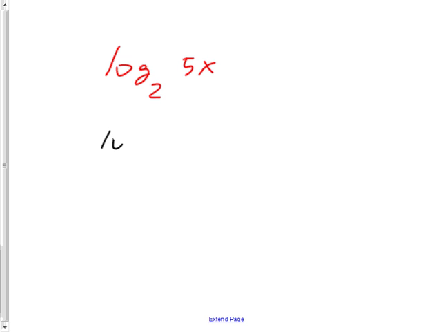Okay, did you get log base 2 of 5 plus log base 2 of x? Raise your hand if you had that one right. Okay, good. Now, let's try something a little more intense. Let's say this is log base 2 of 10x. Now, I know you're thinking, that's just about the same thing. No, it's not.